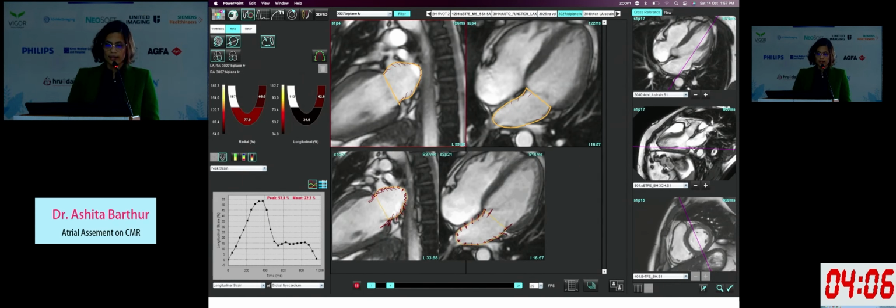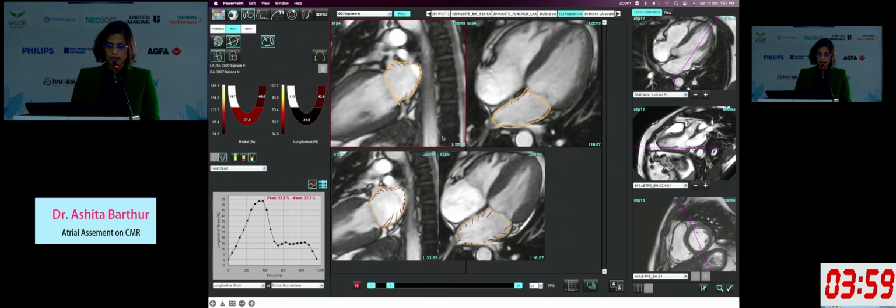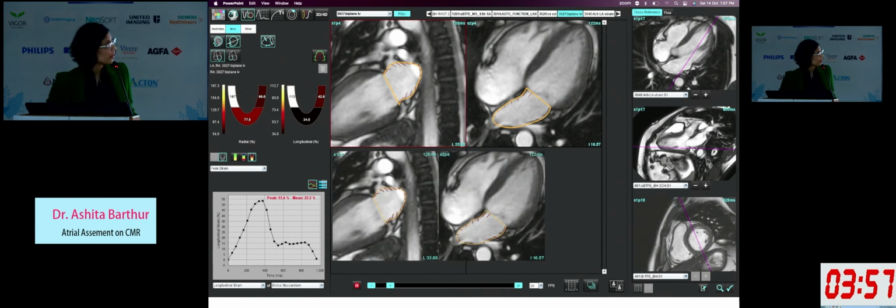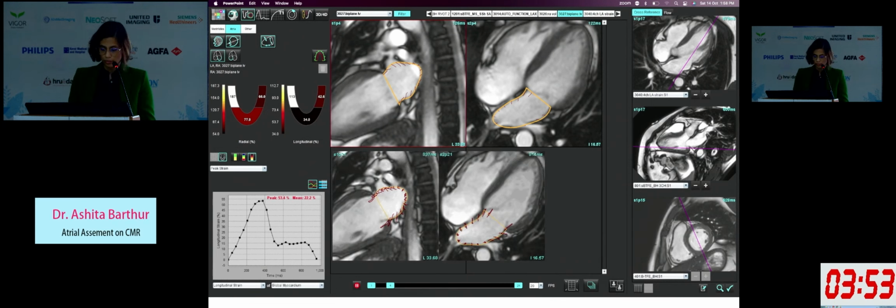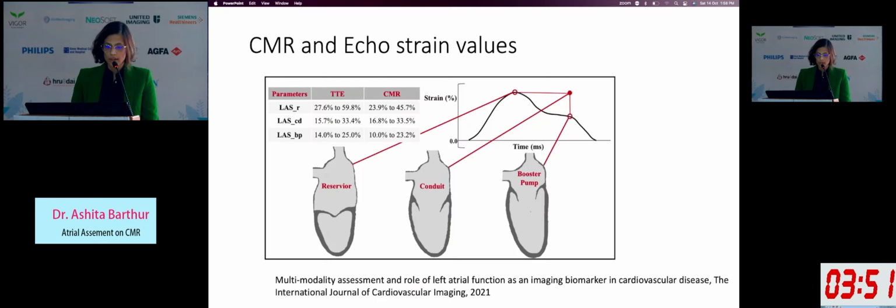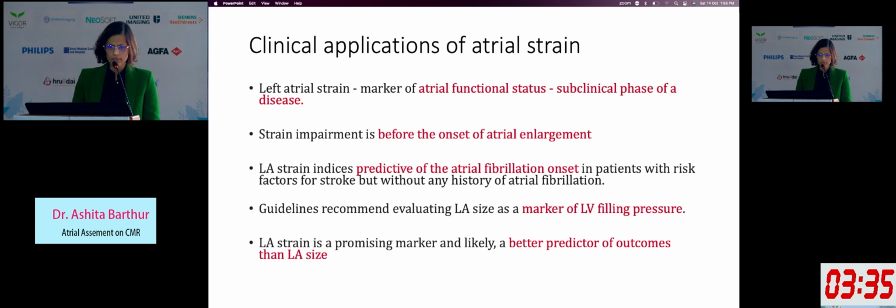So this is the way that the software that I use shows the atrial strain. In this image, we see the calculation of the left atrial strain, and the left atrial strain is 53%, which is within normal limits. The important thing to know, and this is one study, is that it showed a good correlation between transthoracic echo and cardiac MRI for atrial strain parameters.